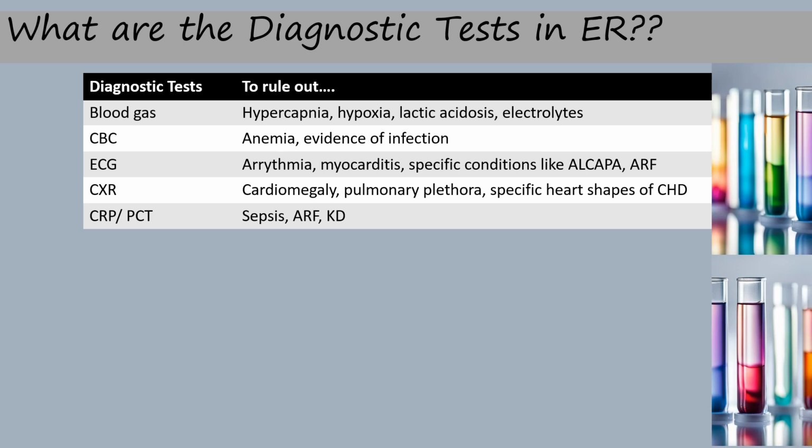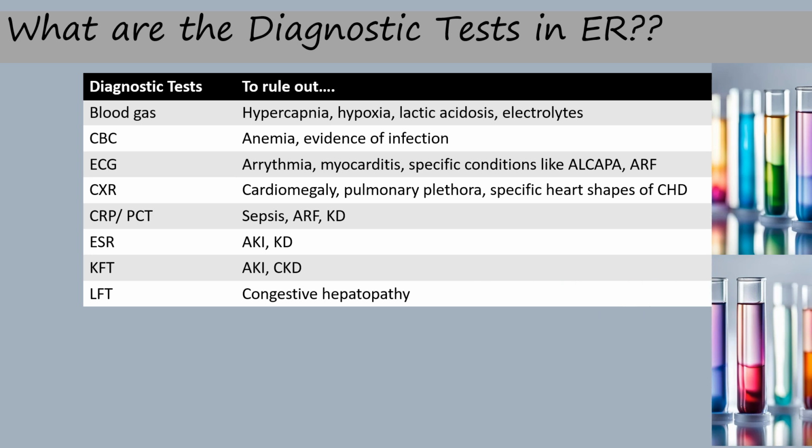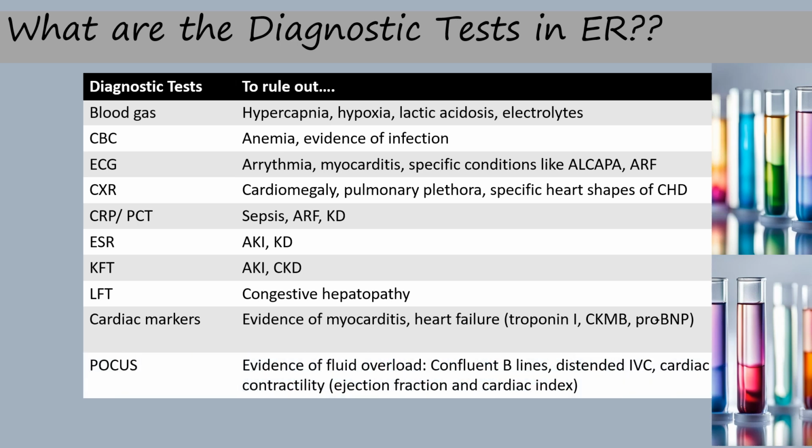Then C-reactive protein and procalcitonin in patients suspected with sepsis and acute rheumatic fever, as well as Kawasaki disease. ESR in patients with AKI and Kawasaki disease. KFT in patients with AKI and chronic kidney disease, LFT in patients with congestive hepatopathy, and cardiac markers to look for evidence of myocarditis and heart failure: troponin I, CPKMB, and pro-BNP. Point of care ultrasound also needs to be done.